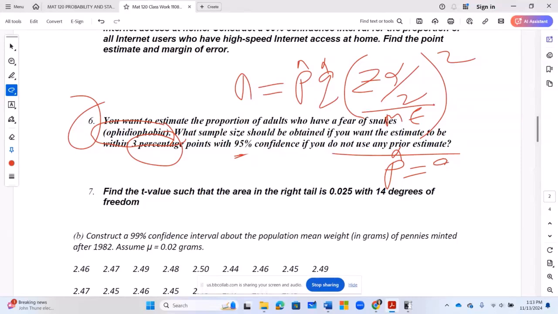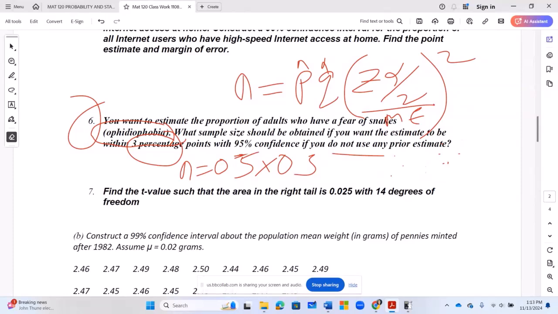So p-hat is equal to q-hat because I don't have any prior estimate. Therefore, I want to calculate the sample size in such a way that p-hat is 0.5 and q-hat is 0.5. Okay, so I know the critical value, or I can calculate it because I am told to use a 95% confidence interval. So I will use 5% alpha divided by 2.